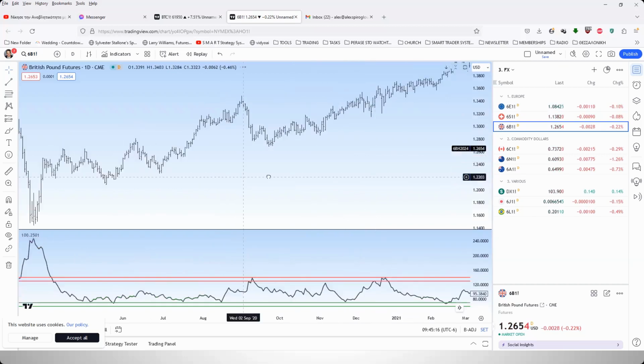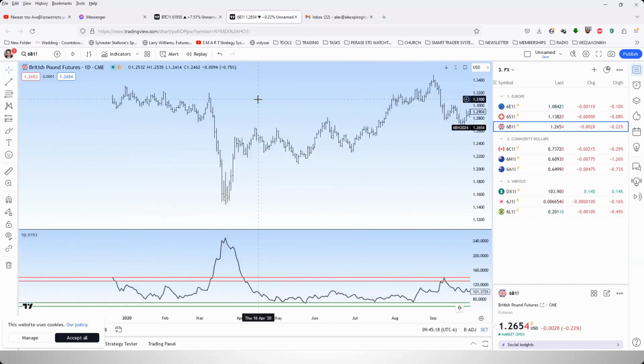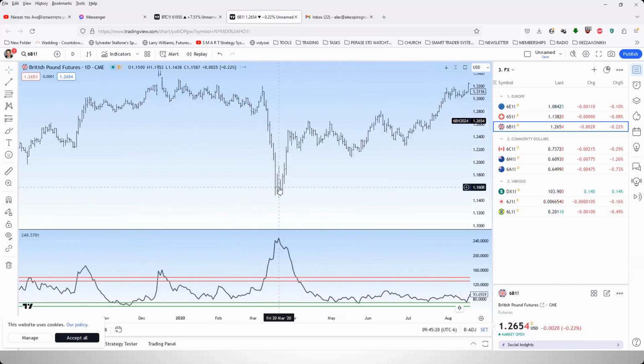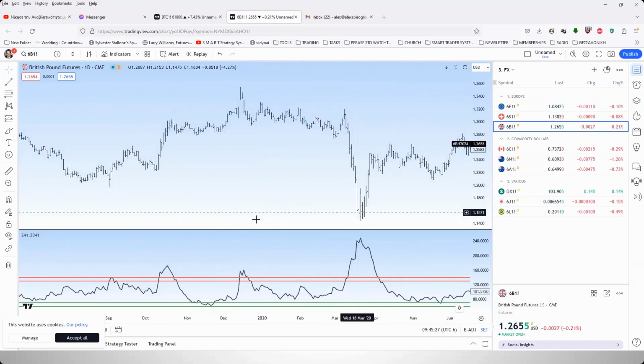So if you want to be looking at any other market, please do let me know. Again, British pound, as you can see, very high volatility valuation went with the bottom, sorry, very high volatility valuation went with the high volatility valuation again.